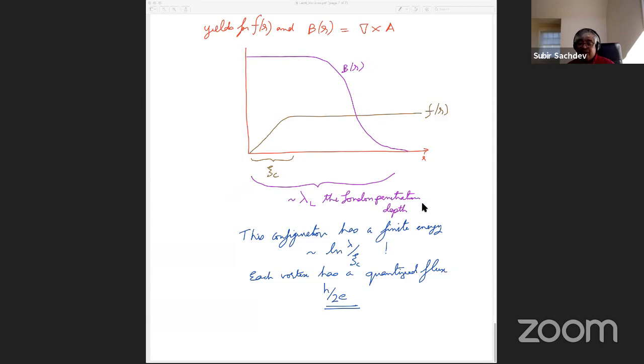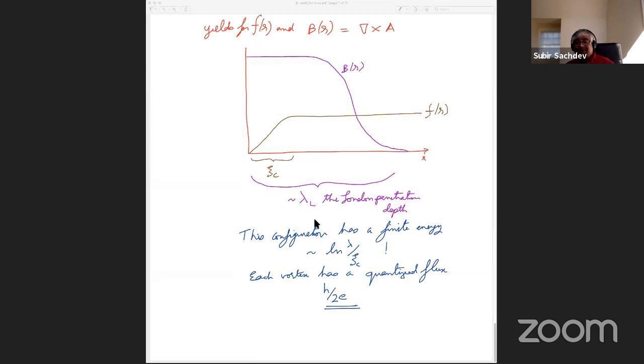So this is a finite length, and so this tells you that the log divergence will now be log of the London penetration depth, not the system size as it was before, divided by the coherence length. Okay, so there is a finite energy cost to create this, and the larger the London penetration depth, the larger this will be.